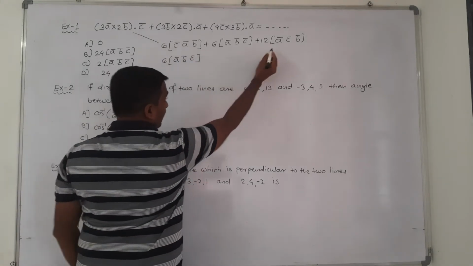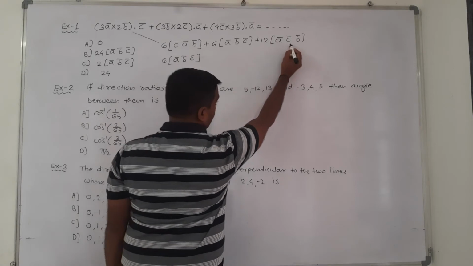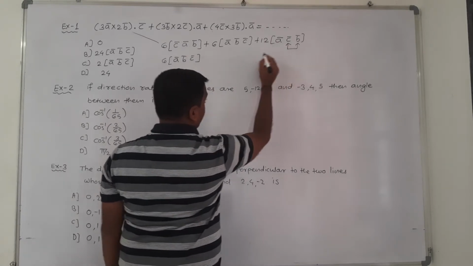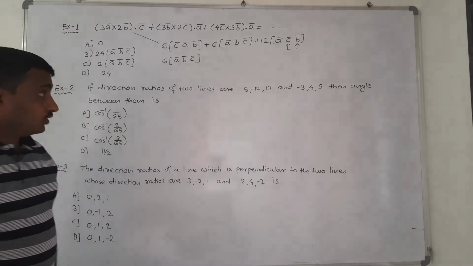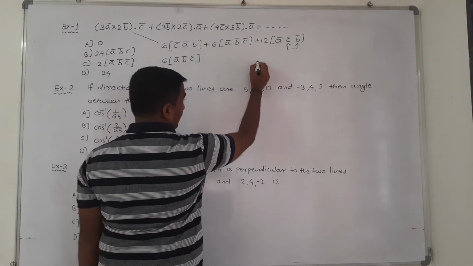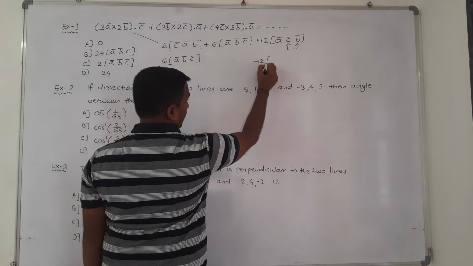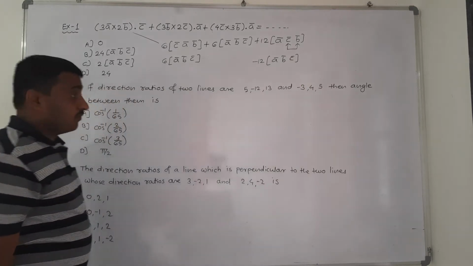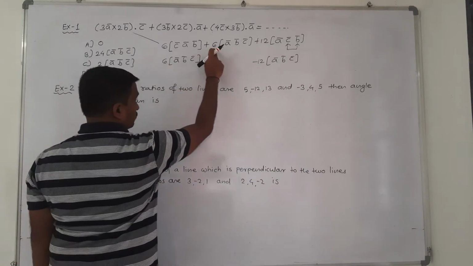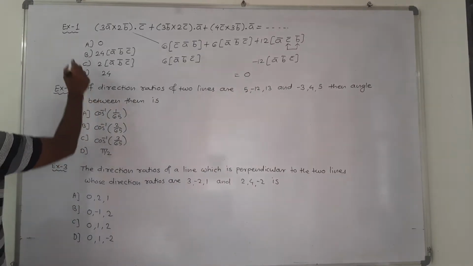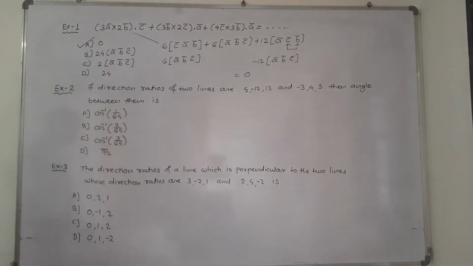Middle as it is, no change in middle. And last one, I check interchange. I just interchange these two. If we interchange any two vectors in box product, then sign is altered. 12 is minus 12. Then a bar, b bar and c bar I just alter. Therefore, sign is minus. This 6, 12 and this minus 12, it is equal to just 0. Therefore, option is A.